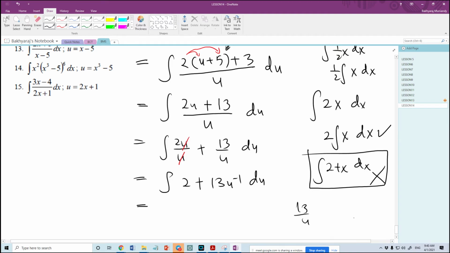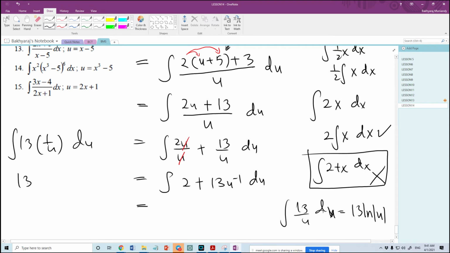Tapi kalau yang ni you terus pergi kepada 13 log u, also can. It's no problem. Not an issue. It's the same correct answer. Betul. Itu saya terima jawapan dia. Yes, of course. 13 1 over u can. Of course can. 1 over u right. Of course can. Boleh. Lepas tu 13 boleh bawa, and 1 over u du 13 log u. Boleh? Tak ada masalah?